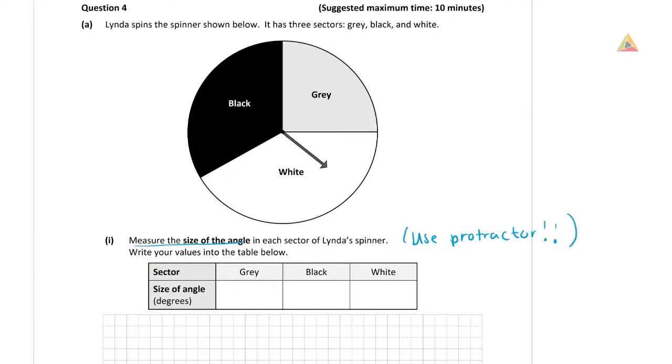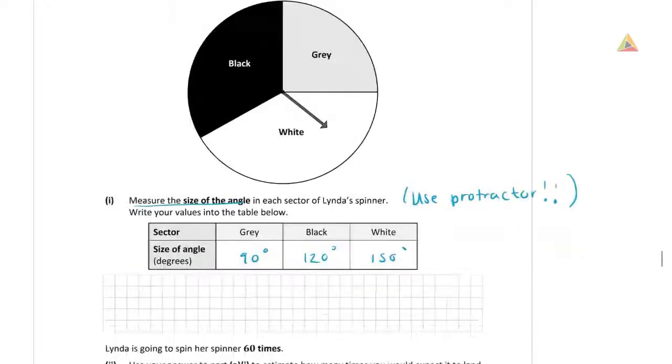So I can't use a protractor here on the screen, but if you were to use one directly onto the page, now the grey is kind of obvious that it's going to be 90 degrees. The black will measure an angle of 120 degrees, and then the white will measure an angle of 150 degrees. So when you use your protractor, that's what you should be getting there.